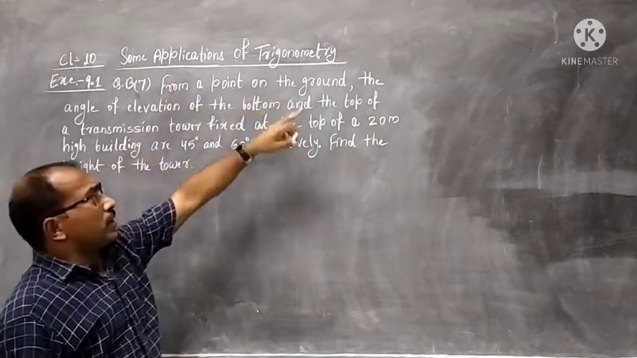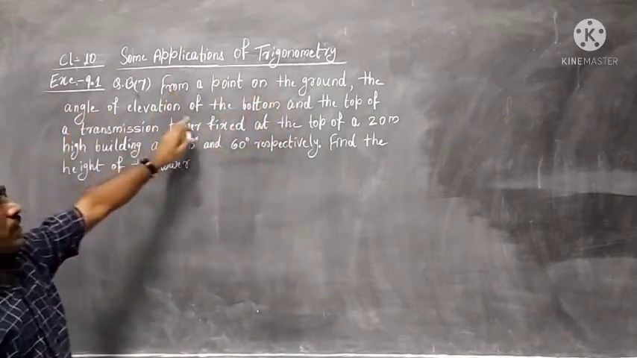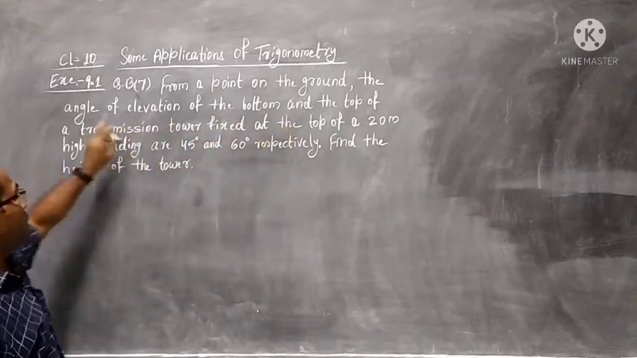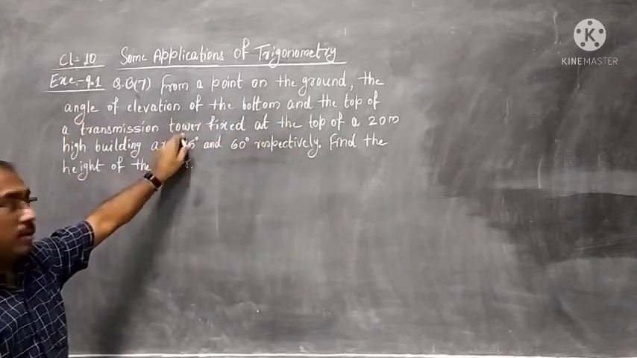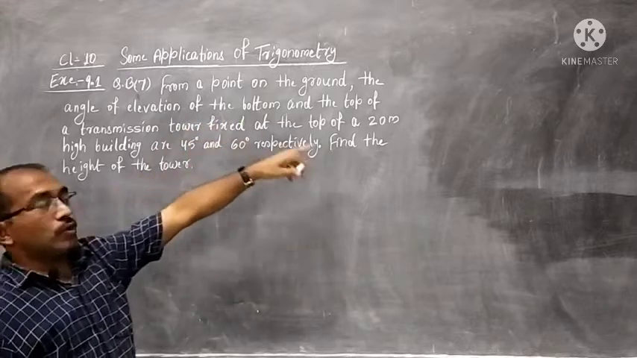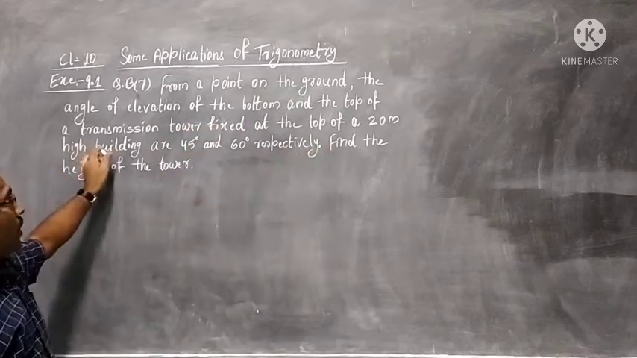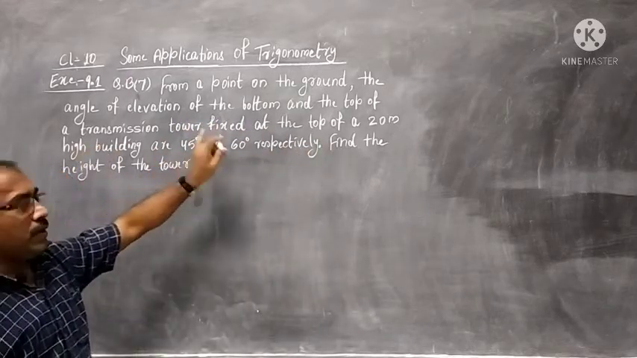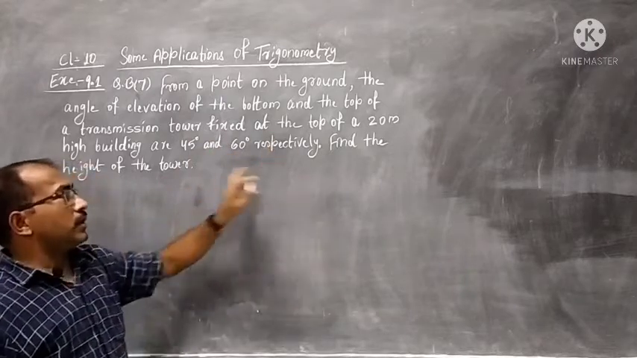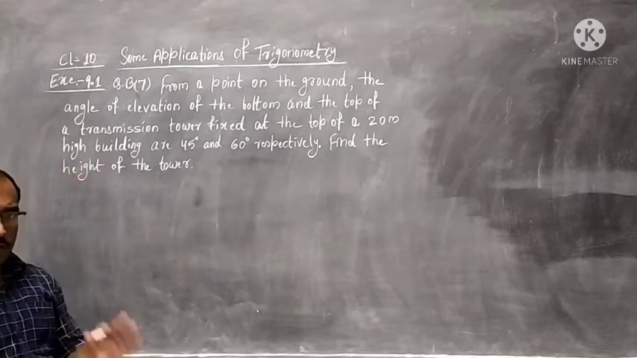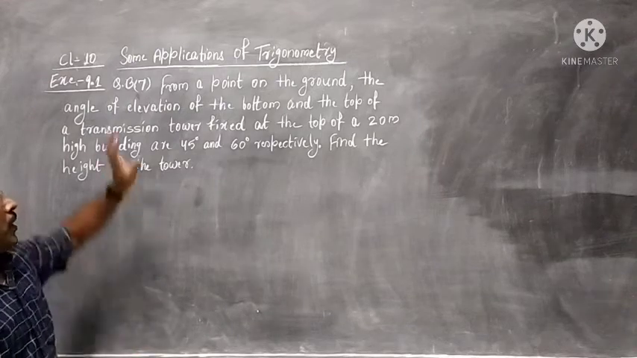From a point on the ground, the angle of elevation of the bottom and the top of a transmission tower fixed at the top of a 20-meter high building are 45 degree and 60 degree respectively. Find the height of the tower. So, how is this situation?